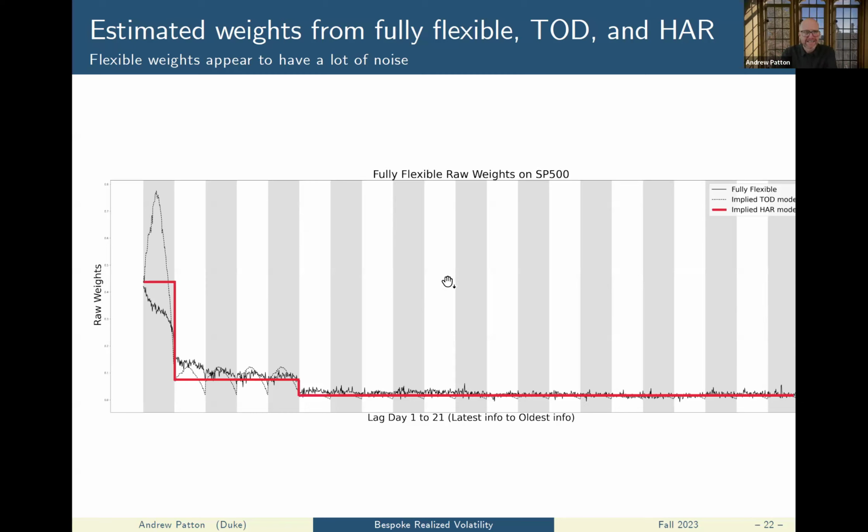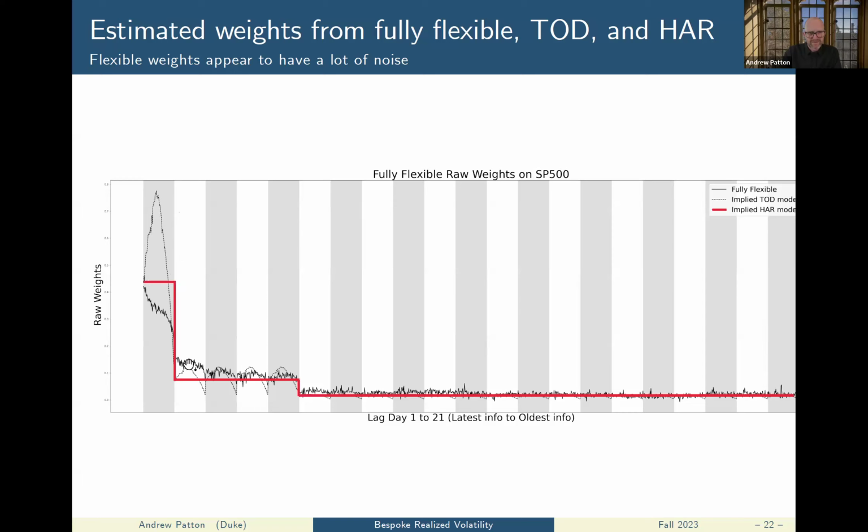There are 3 lines here. The red line is the step function, which comes from the baseline HAR model, where the intraday 5-minute returns are always equal weighted. So it's always a step. And the height of the step corresponds to the coefficient in the model. Beta D is here, this is beta W, and this is beta M.